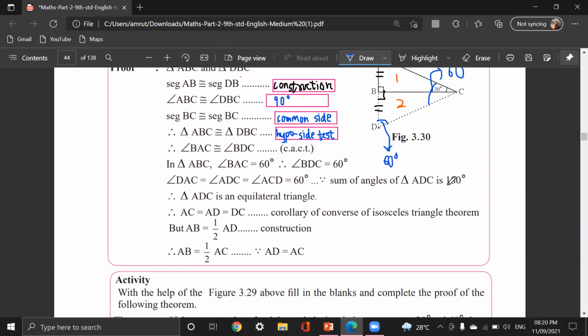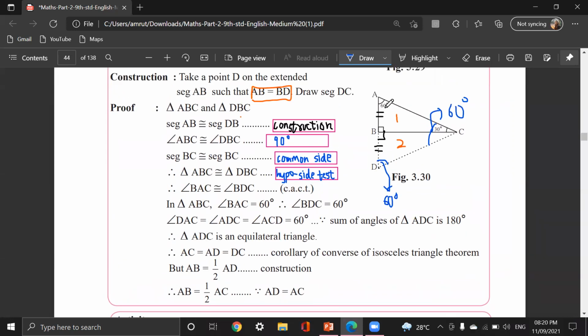How do we get the sum of angles of a triangle ADC is 180 degrees? So if all the three angles of this big triangle ADC are 60 degrees, that becomes an equilateral triangle. Only in an equilateral triangle, all the three angles are 60 degrees. And what is an equilateral triangle? In an equilateral triangle, the three sides are equal. So you can see here they have equalized all the three sides of the triangle. Side AC is equal to side AD is equal to side DC.